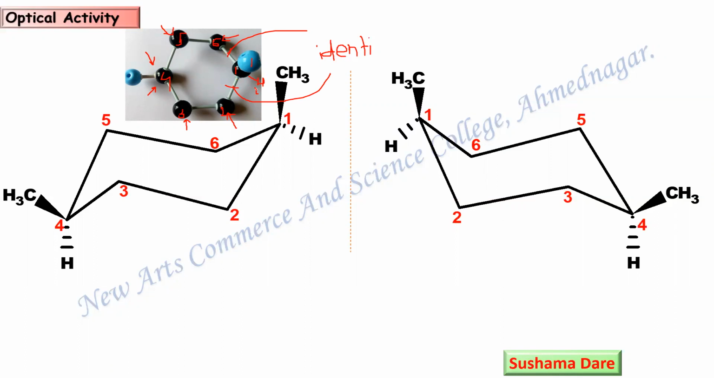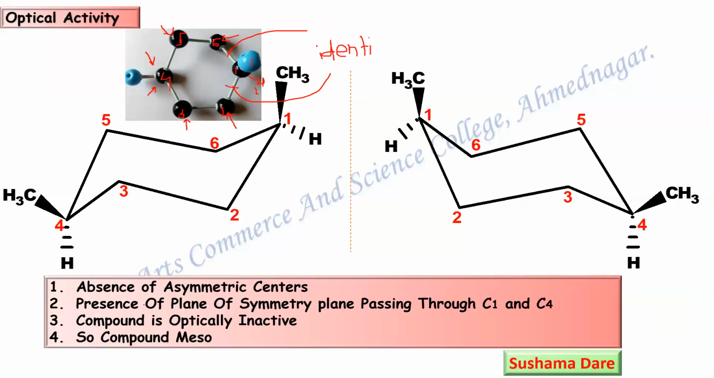In other words, the C1 methyl group and C4 methyl group, that is, the C1 carbon and C4 carbon, are not asymmetric carbons. If they are not asymmetric, there is an absence of an asymmetric center. If the asymmetric center is absent, automatically the compound is optically inactive. So the compound is optically inactive.